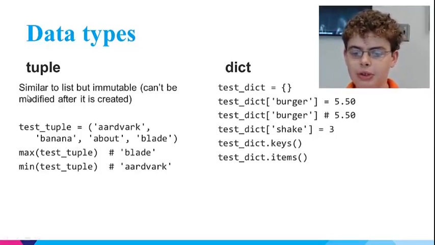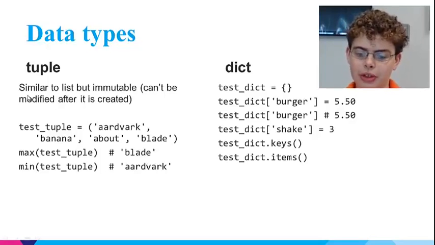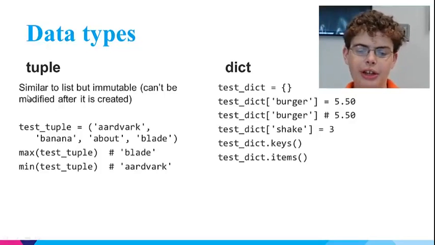Then afterwards, we can also find a list of all the keys in a dictionary using dictionary.keys, and the list of all the items or values in a dictionary using dictionary.items. This can sometimes be useful when you just want to see what you have in a dictionary, and the length of a dictionary, which cannot be found by doing a simple len command.